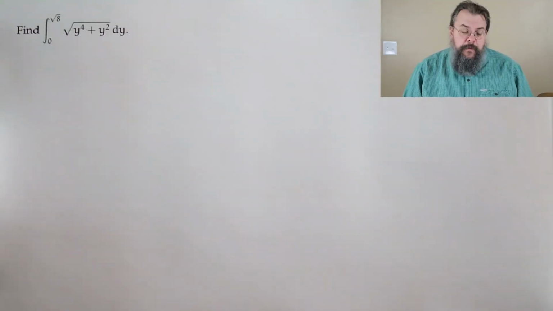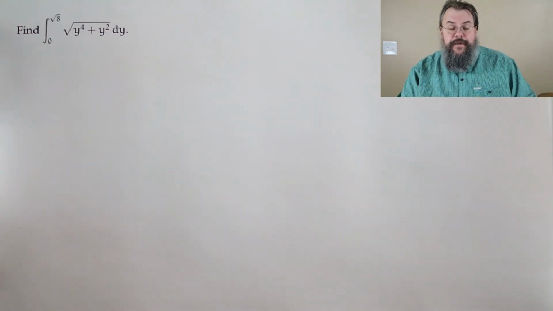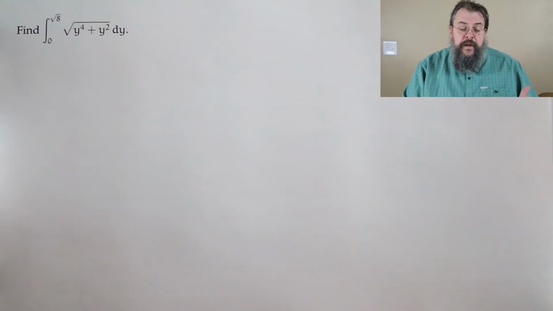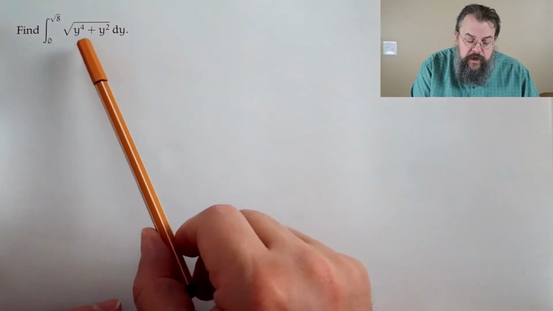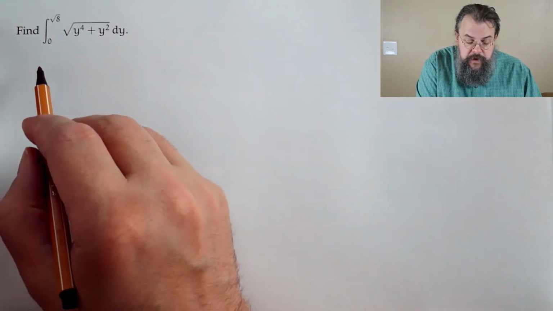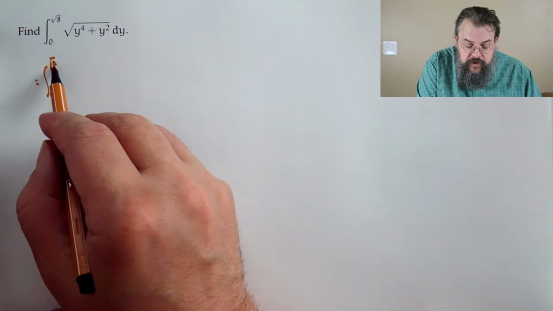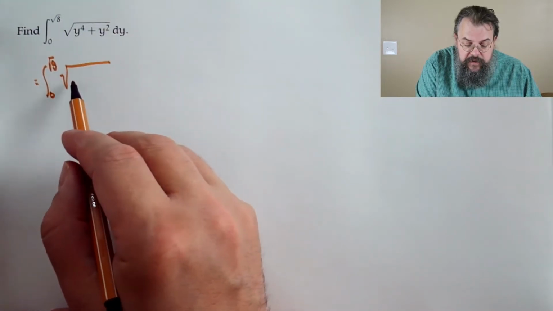Our very first problem. Find the integral from 0 to root 8 of the square root of y to the 4th plus y squared dy. All right, a nice, easy warm-up problem for us to begin. Now, as you look at this, you might say, hey, y to the 4th and y squared on the inside, they have something in common. They have a y squared. So it seems like a reasonable thing to do is to factor out what they have in common. So let's see where that takes us.